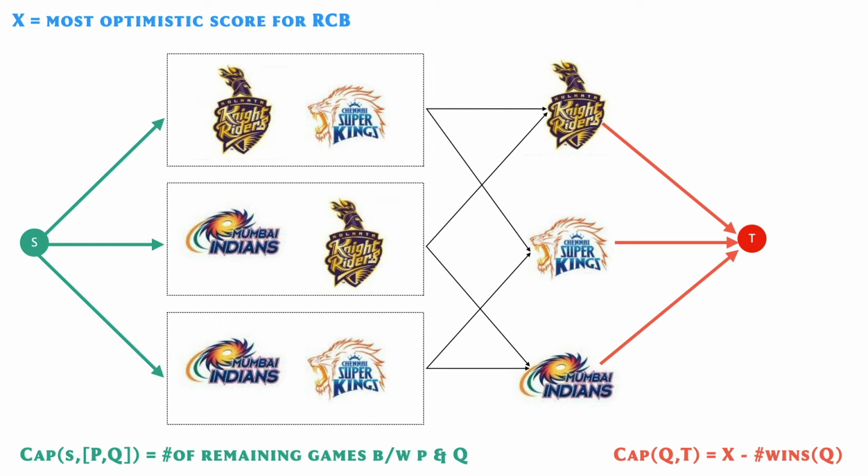So that completes our description of the flow network. And now let's think about what can we hope to get out of a maximum flow in this network. What we would really want is an answer to our question, which is: is it possible to set the outcomes of all the remaining games in such a way that our favorite team ends up at the top of the final leaderboard in terms of its total number of wins?